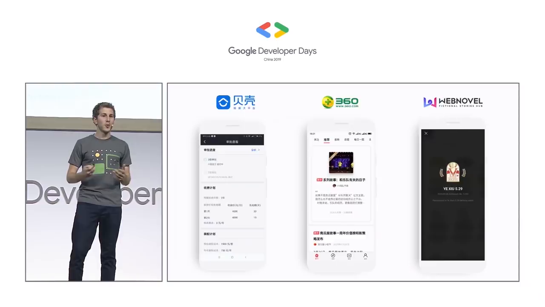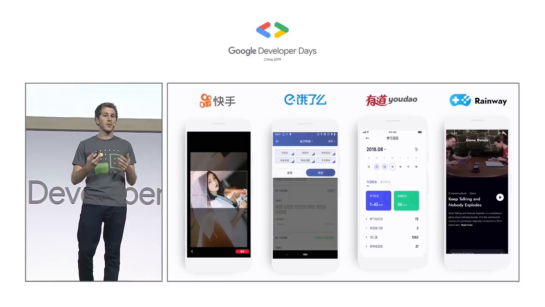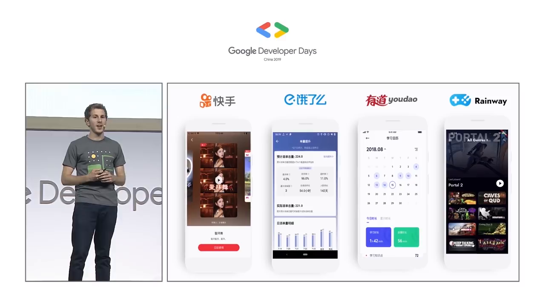A few more examples are the Kuaying app, which used Flutter heavily, and they said they had a lot of custom parts that Flutter made easier for them. The Ella.me app also helped them slash their development time in half.